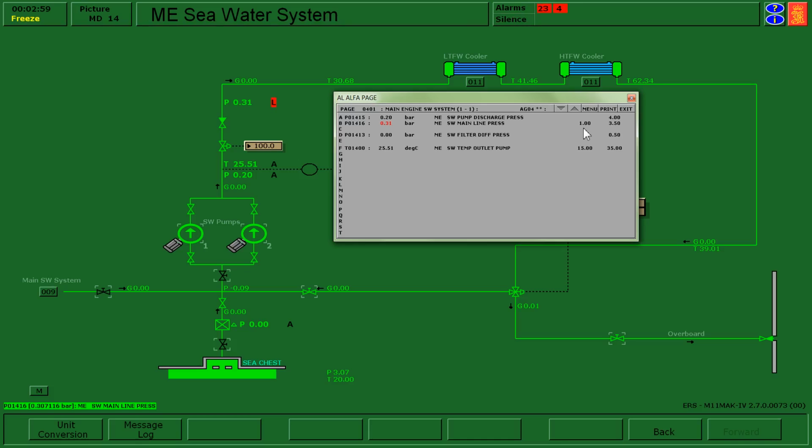So a low alarm triggers at 1. Anywhere below 1, I have a low alarm that's triggered. Anywhere above 3.5, I would get a high alarm triggered. So let's solve the problem and see what happens to my alarm.